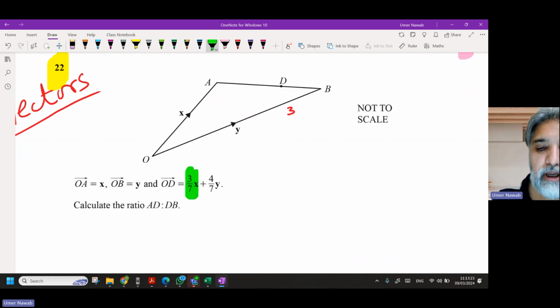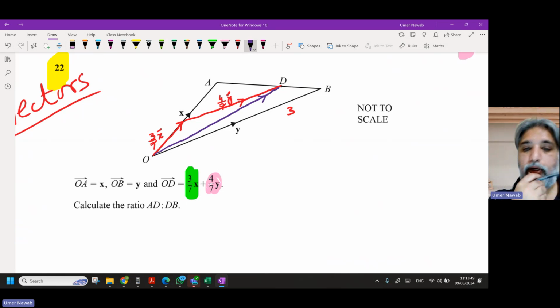OD is 3/7 of x. So 3/7 is just this much vector. 4/7 of y, parallel to the y vector. And which is equal to the OD vector directly. So OD is 3/7x plus 4/7y.